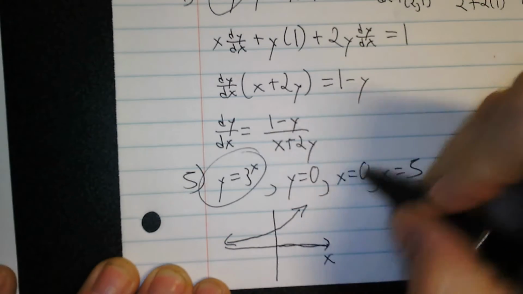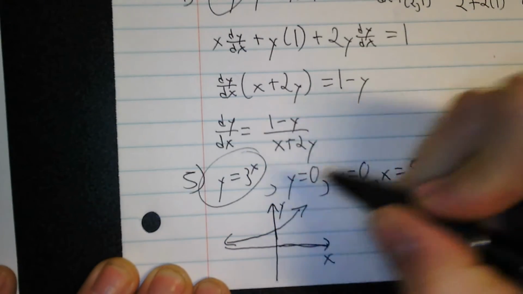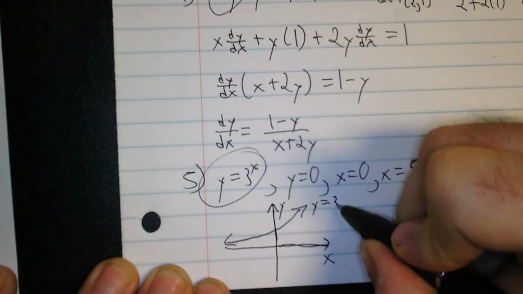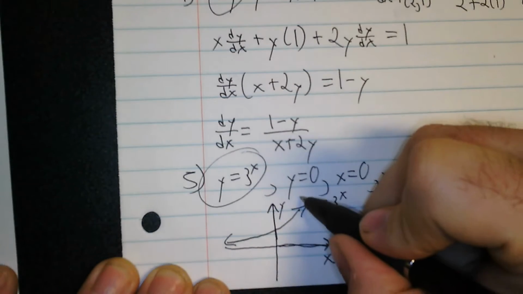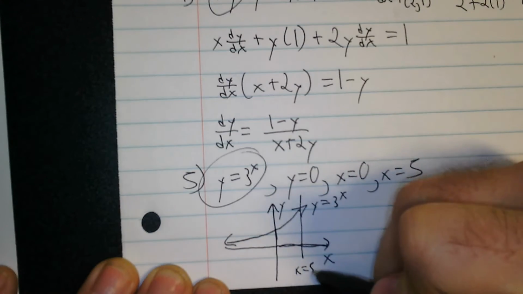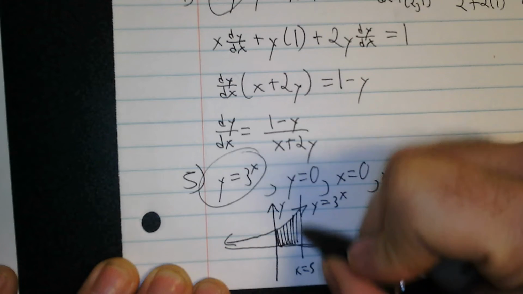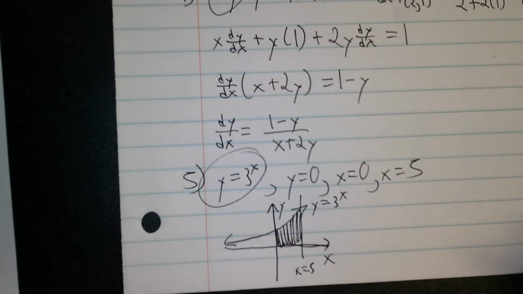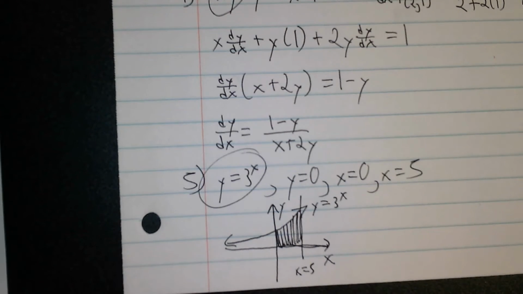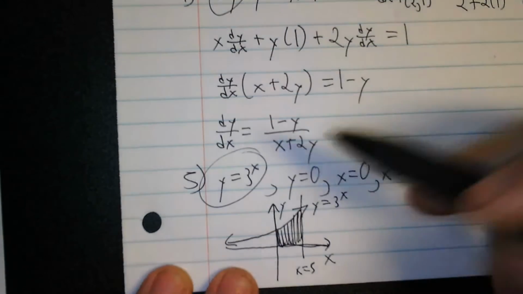Next, y equals 0 against the x-axis. It's a boundary. X equals 0, that's the y-axis. That's a boundary. We got this is y equals 3 to the x. And then x equals 5, which is probably something out here. So this is the region we're talking about. So how do we find the area of a region? You know how to find the area of a curve.